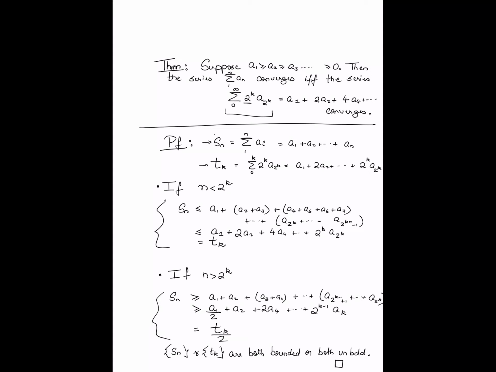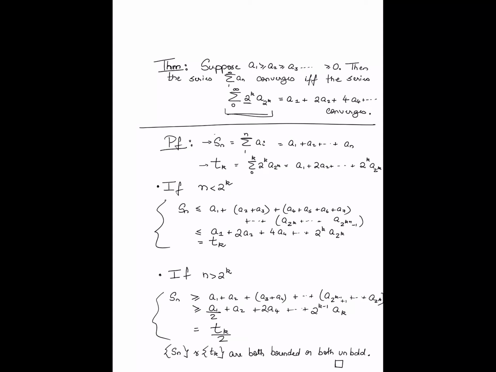That completes the proof, right? Because what is, after all, this part of the hypothesis? This part of the hypothesis is that the tk sequence, the latter series there, converges if and only if the tk sequence converges. The former series converges if and only if the Sn sequence converges. And well, these two converge and diverge together, right?